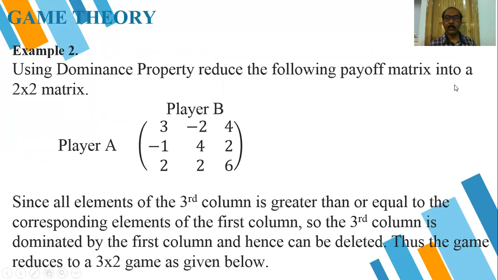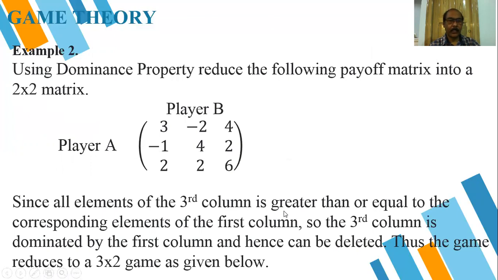Now again we are considering another example. Using the dominance property, reduce the following pair matrix to a 2 cross 2 matrix. This is example 2. So this is the pair of matrix. This pair of matrix is given for player B. There are 3 strategies for player A.